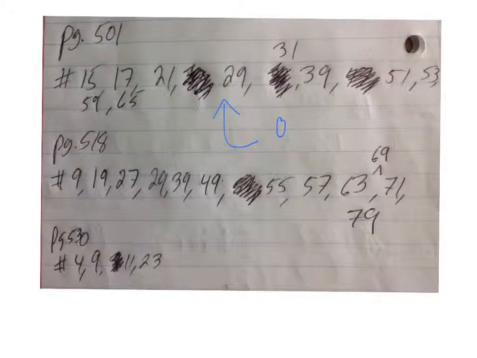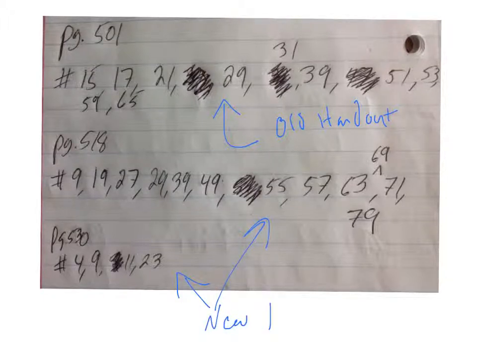So your homework tonight is from 3 different sections because we're sort of cruising here. This first one is from the old handout from yesterday. And these 2 are going to be from the new handout that I will photocopy and send out to everyone today.